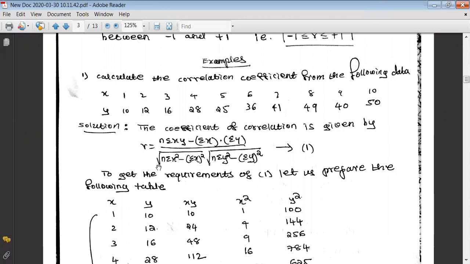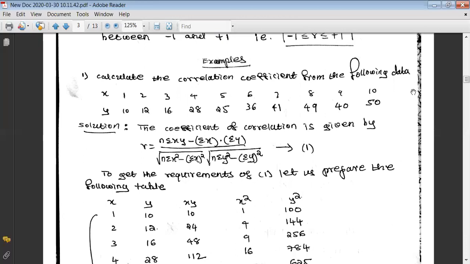Whenever they say only correlation coefficient, it means Karl Pearson's correlation coefficient. Otherwise, they will specify that we calculate rank correlation. In this case, they have not said anything. Simply, they have said calculate correlation coefficient, so we have to calculate Karl Pearson's coefficient of correlation. And we can observe here, they have given some values for x and the corresponding values of y.